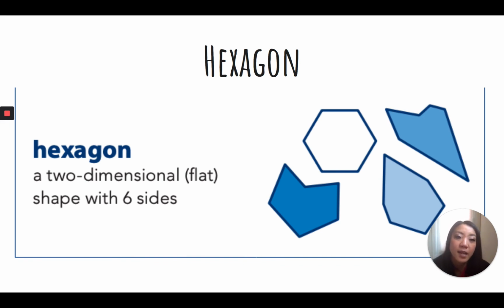And the sides in a hexagon don't have to be the same length. They could be different lengths. As you can see, the white hexagon, those sides all are the same length, but the blue hexagons, all of those sides are different lengths.